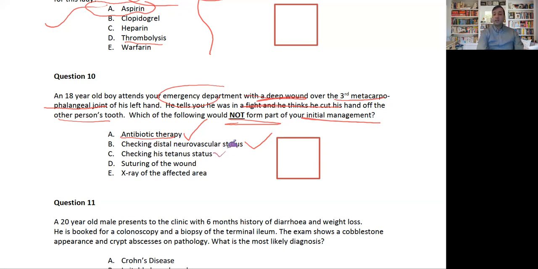Checking tetanus status is also one of the parts, because if the patient is not vaccinated for tetanus, he has to get tetanus immunoglobulins and the tetanus vaccine. If the vaccine was given recently, in the last few years, I think up to 5 years, we give only tetanus immunoglobulins. We don't need to give the vaccine. So checking the tetanus status is very important.